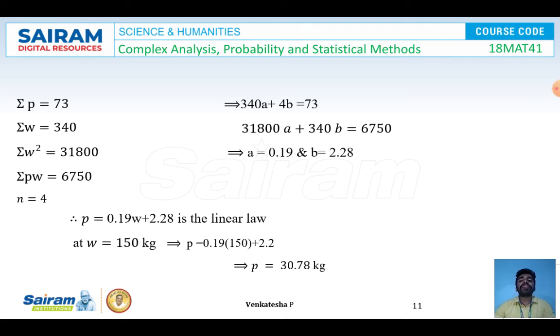So now solving these two equations with respect to A and B, we got the value of A as 0.19 and B as 2.28. Now if I replace these constants A and B in the given equation, I got P is equal to 0.19W plus 2.28, which is the linear law. Now I want to calculate the value of P when W is equal to 150 kg. Replacing W is equal to 150, I got P is equal to 0.19 into 150 plus 2.28. After simplifying, P is equal to 30.778 kgs.